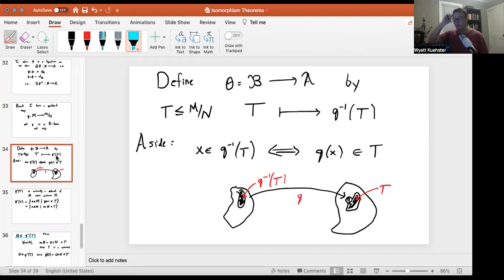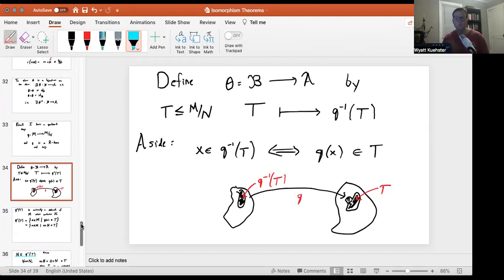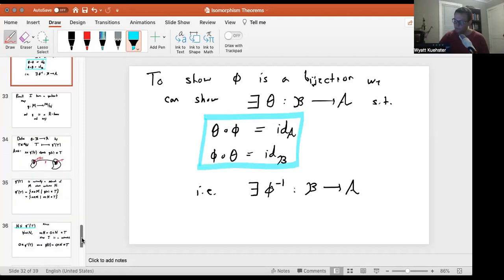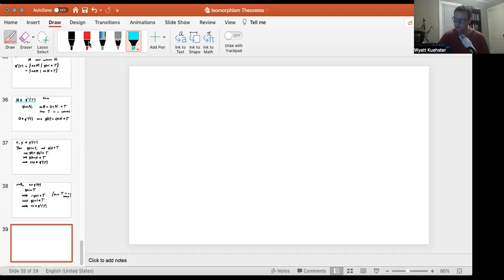And now we have these two maps, one that goes from A to B and one that goes from B to A. And I need to show that they're inverse bijections. So to that end, let's just compute some stuff. I need to compute theta composed with phi. And phi starts in A, so I need to apply this to an element of A, meaning S, a submodule of M that contains N.